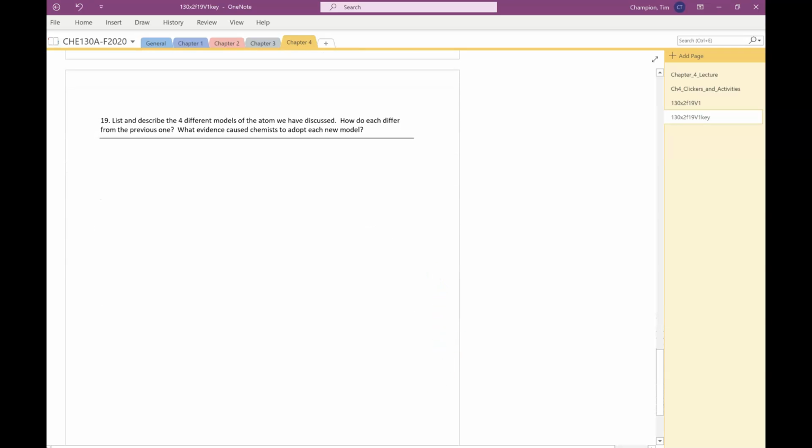Asked to describe the different models of the atom we talked about here. What are the different models? What evidence caused him to adopt each new model? Basically the Greek atom was indivisible. And the Greeks didn't distinguish between elements, and I really wouldn't draw an arrow straight from that to Dalton's atom. There obviously was a long period of time when nobody thought about an atom.